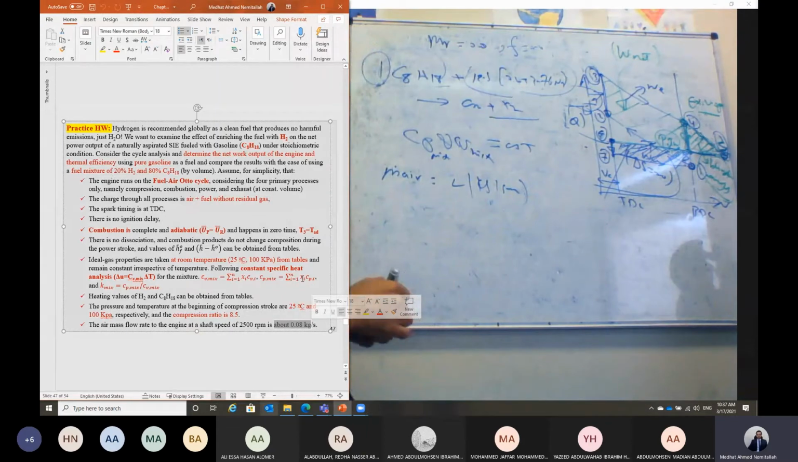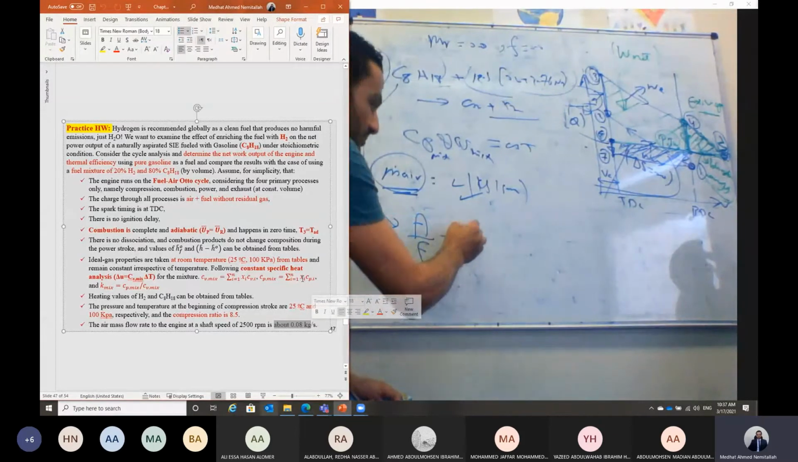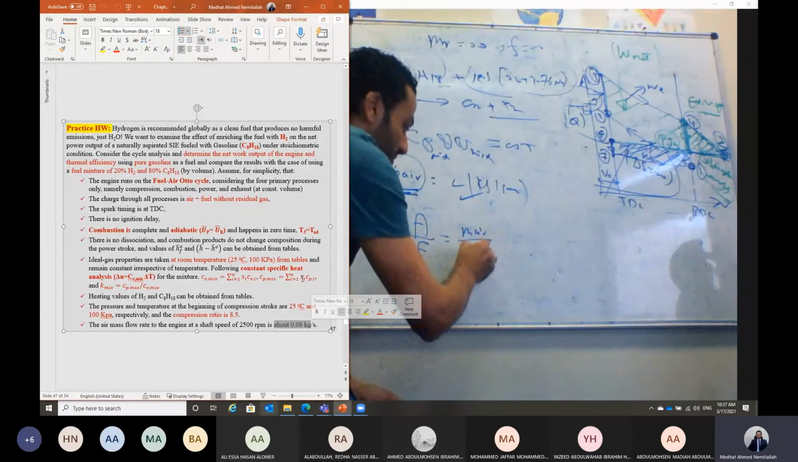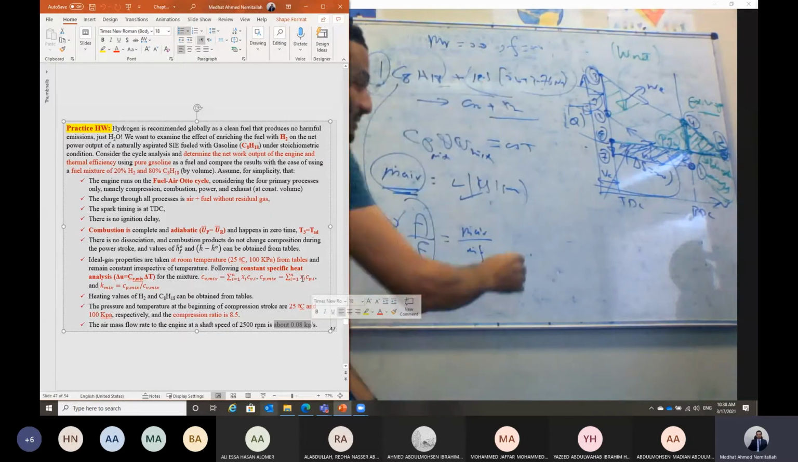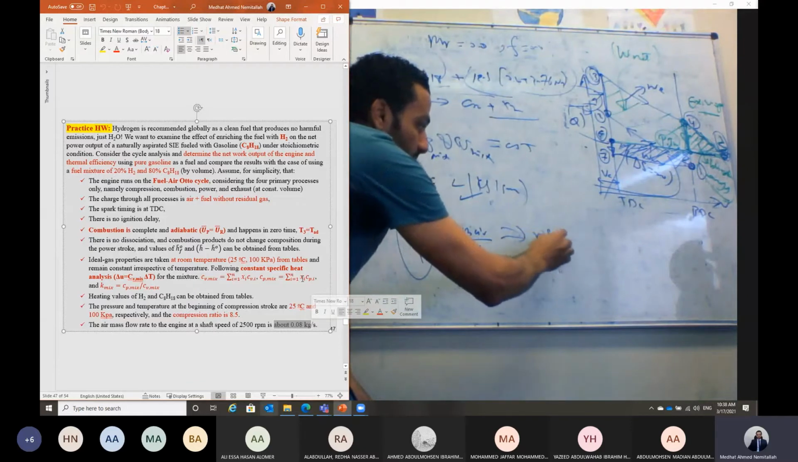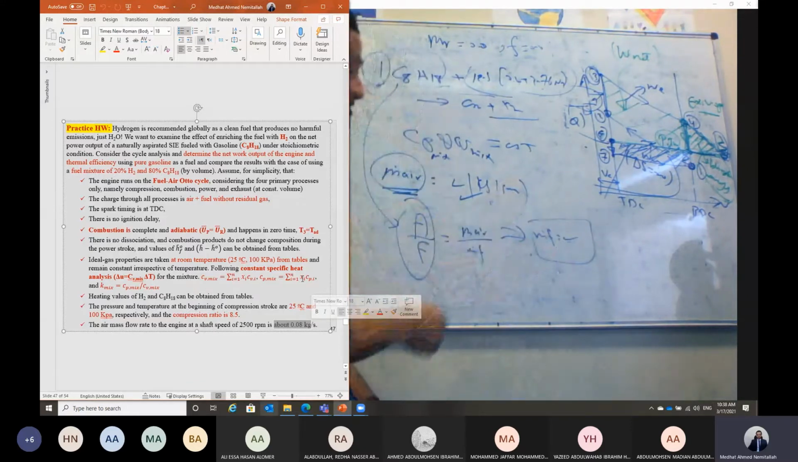Depending on the engine speed, we can calculate the mass flow rate of air. When we take engine performance, we will learn how to calculate it, but at this stage the mass flow rate of air is given. But can we calculate from this combustion equation the air to fuel ratio, which is mass flow rate of air divided by mass flow rate of fuel? We can, based on the combustion equation. Then from this we can get the mass flow rate of fuel.